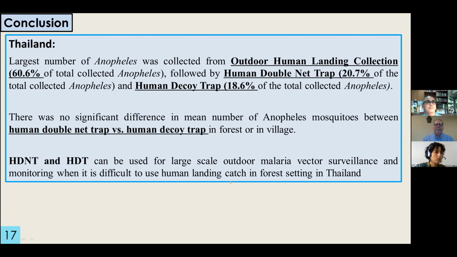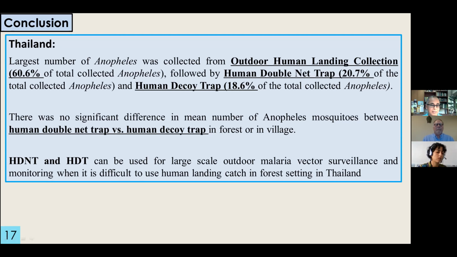In conclusion, from Thailand, the largest number of Anopheles was collected from outdoor human landing collection, comprising 60.6% of the total collected Anopheles, followed by human double-net traps, representing 20.7%, and human decoy trap, representing 18.6% of the total collected mosquito.